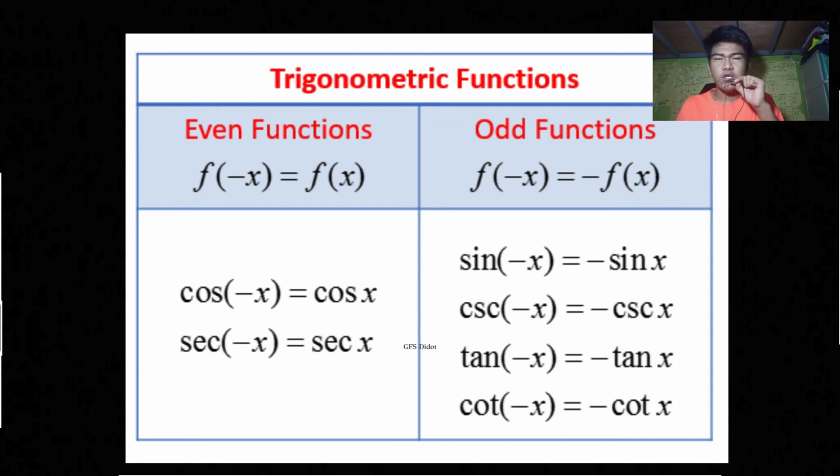We can see that cos of negative x is equal to cos x, and we can remember that cosine is equal to 1 over secant. So that's why cosine and secant are both even functions, because they have the same sign. And the odd functions are sine, cosecant, tangent, and cotangent.